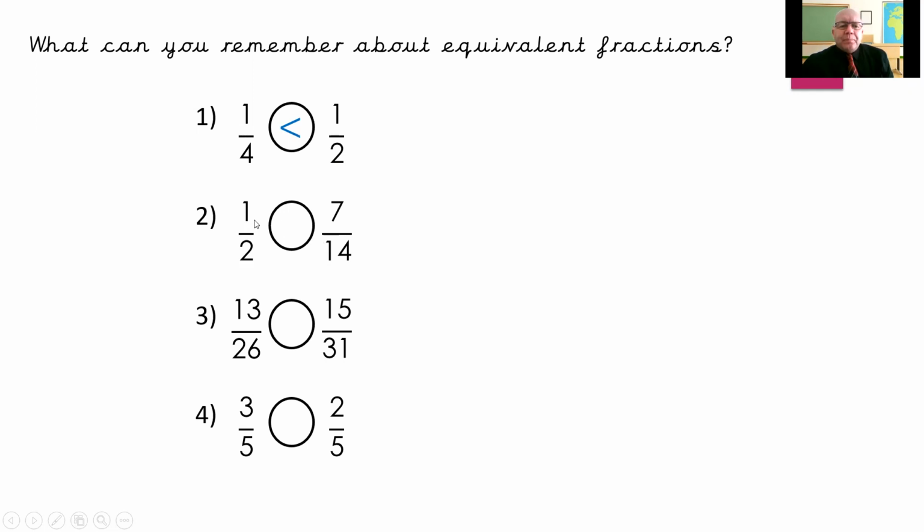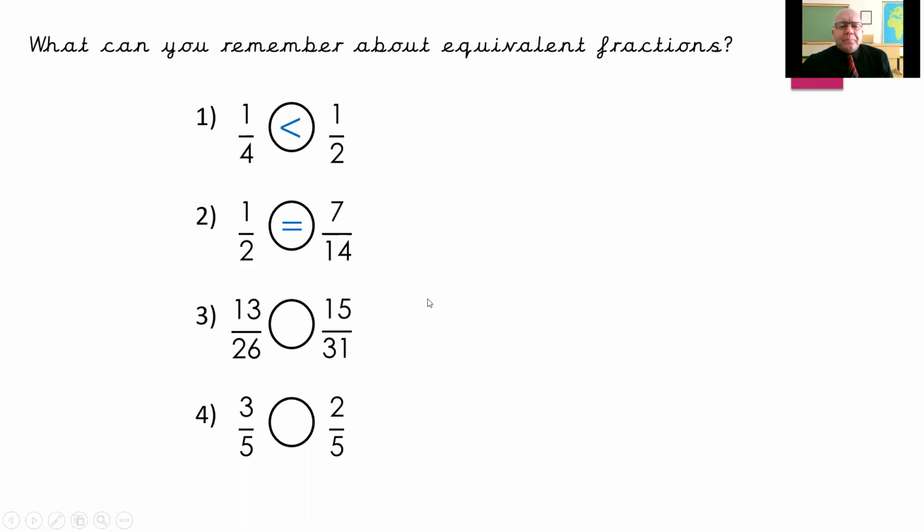What about this one? The whole has been split into two equal pieces, or the whole has been split into 14 equal pieces, but we've got 7 of them. Hopefully you've recognised that 14 is double the 7. So this fraction is the same as, it's equivalent to a half. So a half is equal to 7/14.